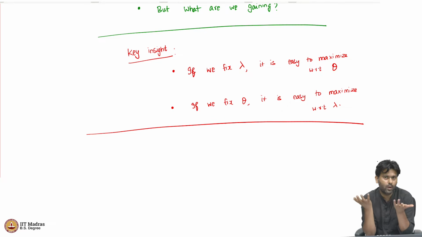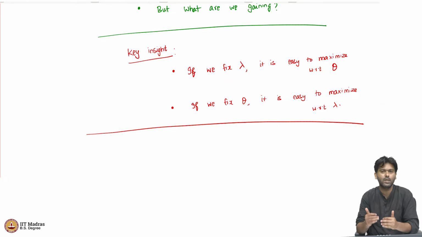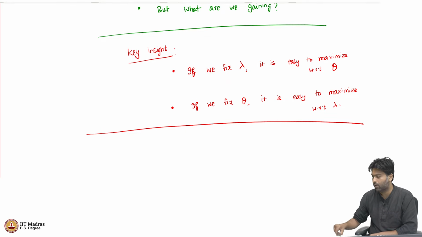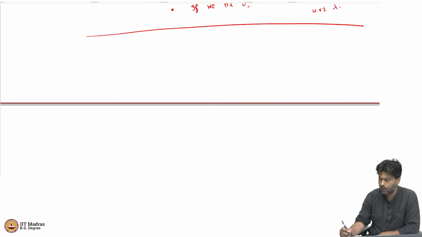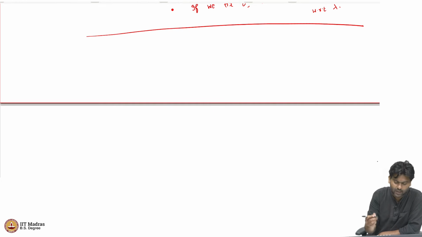How is this useful to come up with an algorithm, we will see in a bit, but let us first convince ourselves that this key insight is true, and what it means to say it is easy to maximize with respect to theta and lambda by fixing the other thing, and then we will actually put down an algorithm, right. So, what does it mean to say we will fix lambda and maximize over theta? Let us first do that. Fix lambda and maximize over theta.